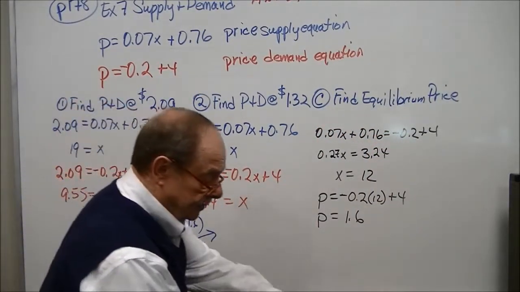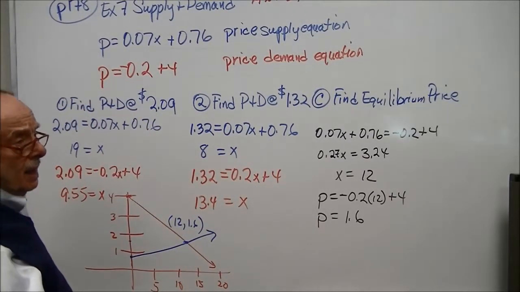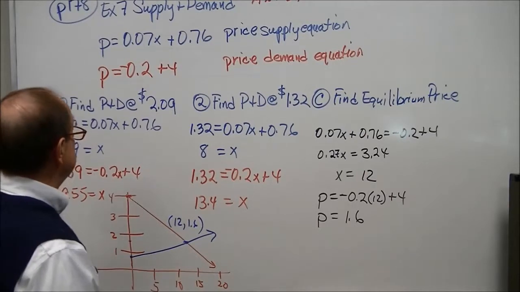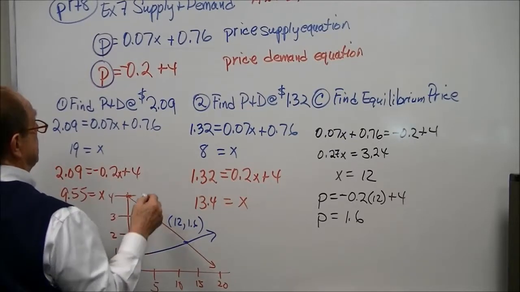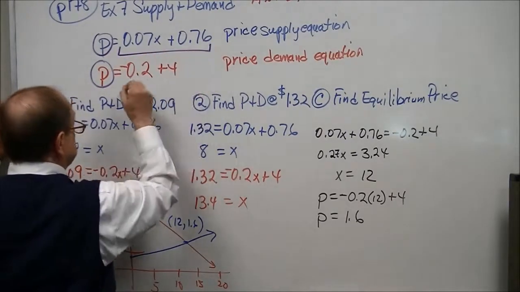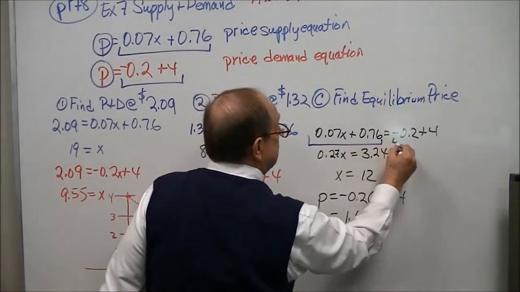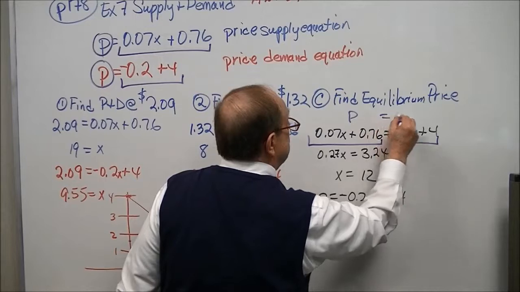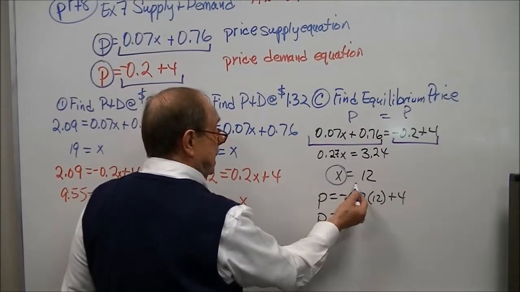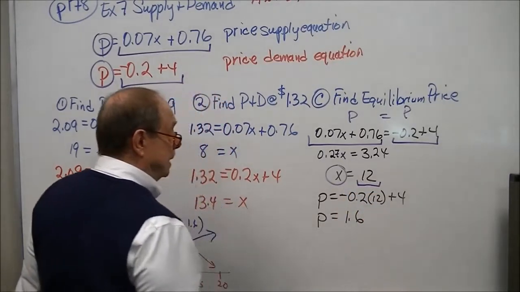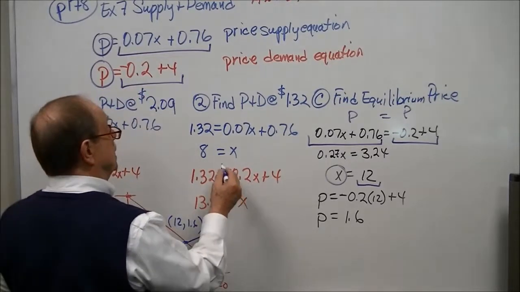Now, I used a little different technique than the textbook. They suggested maybe you could use elimination. I used that if this P and this P were the same, I just equated this to this. That's what I've done here. So this equals that. This is P equals P. And then I solved it for x, and I got x equals 12. Then I took my 12, put it into one of the equations.